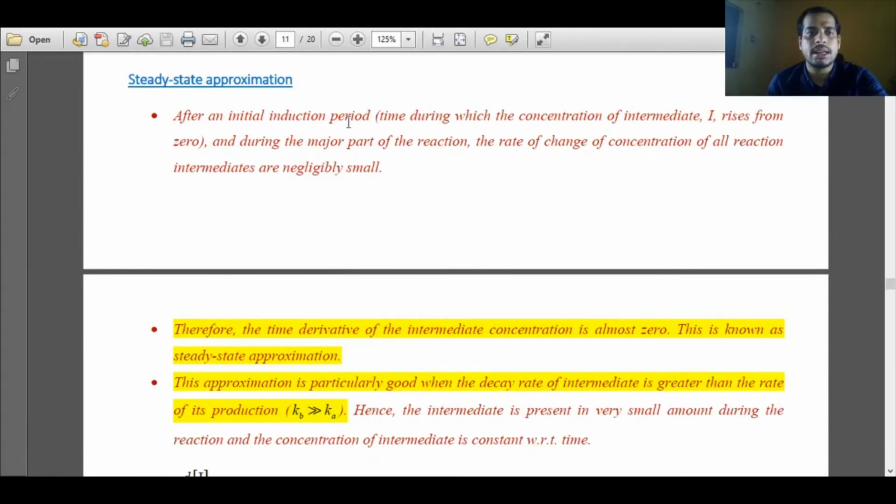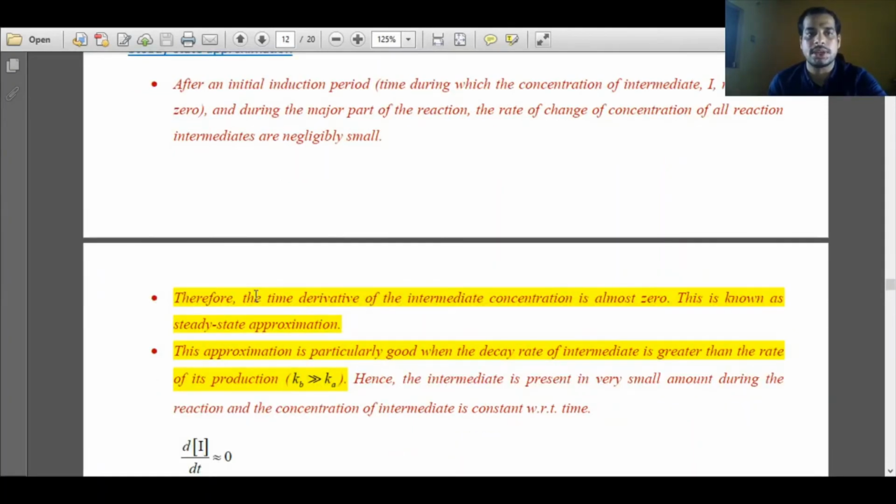After an initial time period, what happens to the intermediate concentration? Intermediate concentration first rises, then falls. So after an initial induction period, during which the intermediate concentration rises from 0, and during the major part of the reaction, the rate of change of concentration of all the reaction intermediates is negligibly small. It means the intermediate rises to a maximum value, then it falls and remains almost constant for the whole of the reaction. Under such a condition, we can use the steady state approximation.